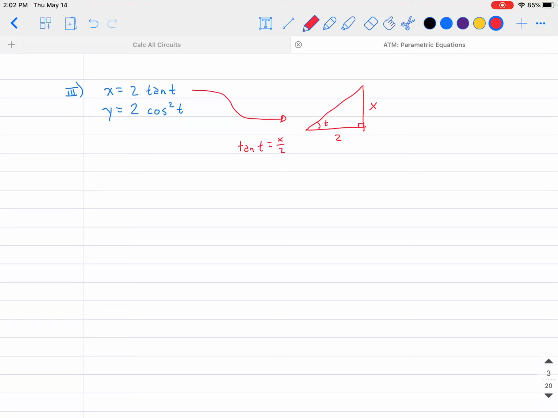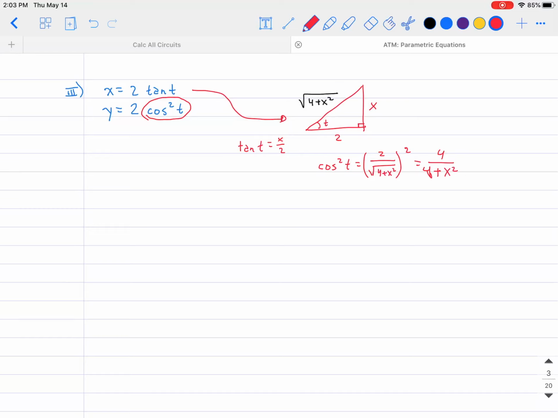Knowing the opposite is x and the adjacent is 2, we can solve for the missing side using the Pythagorean Theorem. So the hypotenuse is the square root of 4 plus x squared. Now, the reason why that helps is, if you look at the second equation, that's in terms of t, which tells me we're referring to the same triangle. So in this triangle, we have to figure out what cosine squared t is. Cosine squared t is going to be adjacent over the hypotenuse, so 2 over the square root of 4 plus x squared, and the whole thing gets squared. So that gives you 4 over 4 plus x squared.